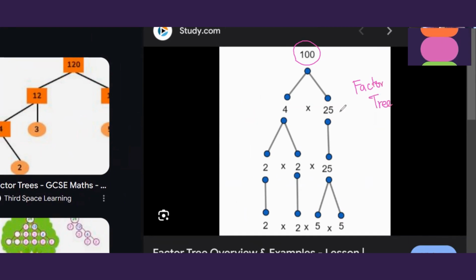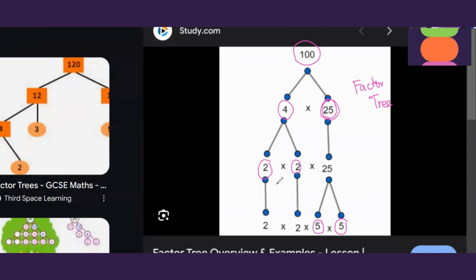Yeah, I know. So you take two factors of 100, 4 and 25. 4 and 25 are factors of 100. And then you break those factors down into their simpler forms. 4 is 2 times 2, and 25 is 5 times 5.